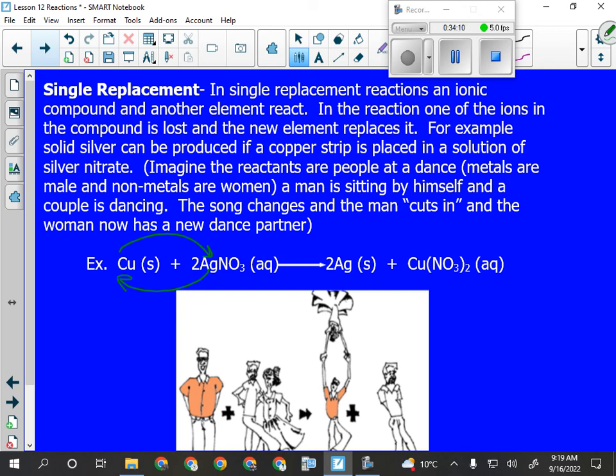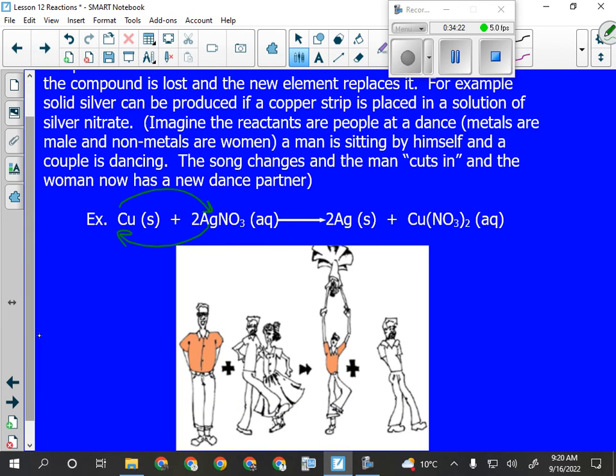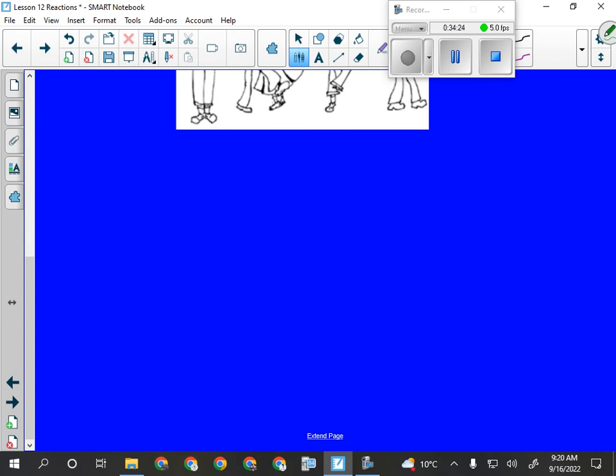So in any single replacement reaction, one thing gets replaced. It replaces the part of the ionic compound that it's like. So it could be like this, with the metal replacing the metal. Or it could be like this. If I had these two things reacting, that's still a single replacement reaction. I've got an element reacting with an ionic compound.